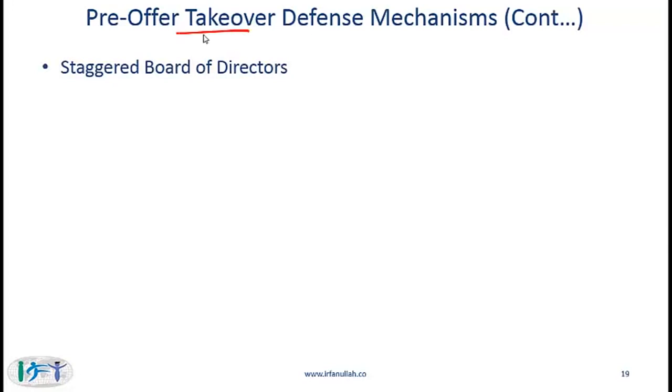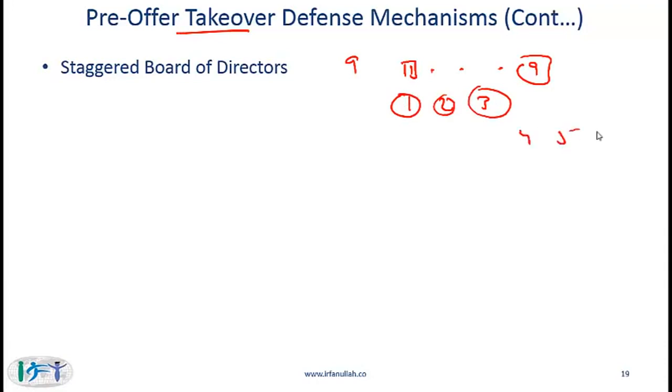Continuing with pre-takeover defense mechanisms, staggered board of directors. Now this is interesting. When you have a board of directors, there needs to be an election. So if you have 9 members, the question is whether the election should be annual or staggered. Annual means that all 9 board members are up for election every year. Staggered would mean something like this, that in a given year you have 1, 2, and 3 up for election. In the next year you have 4, 5, and 6 up for election. The case for having a staggered board is that you cannot change all the board at the same time.